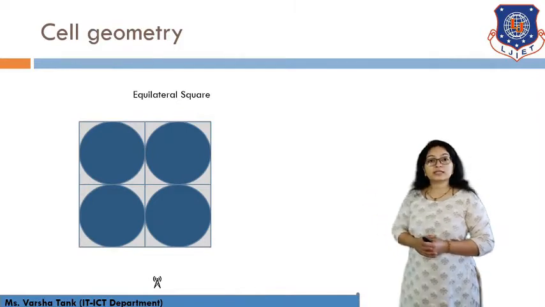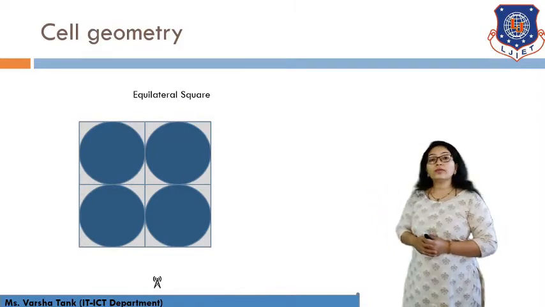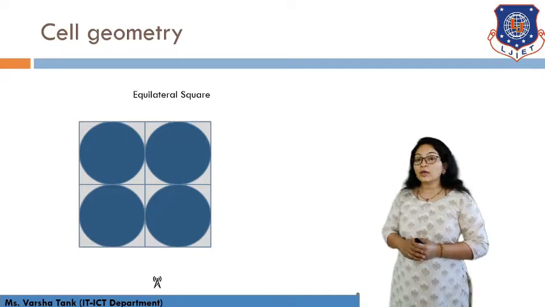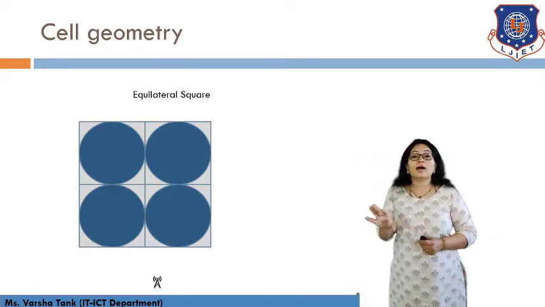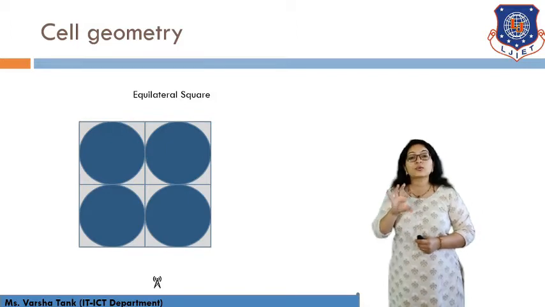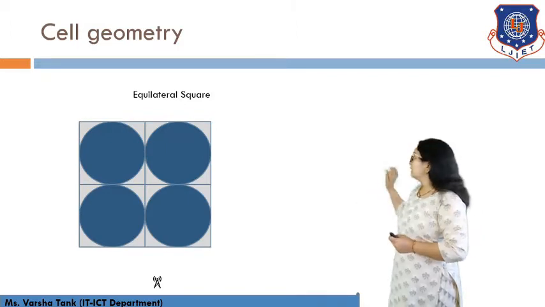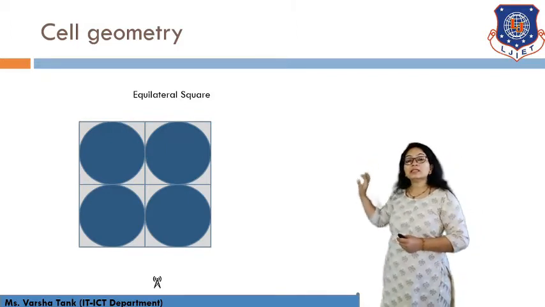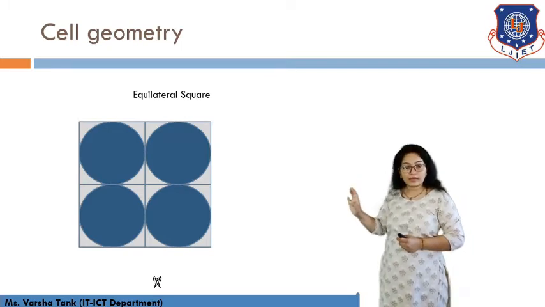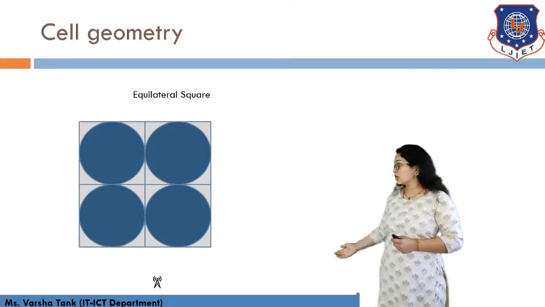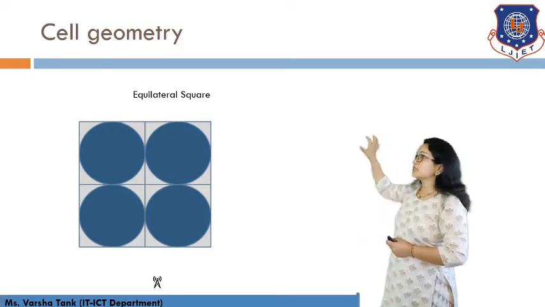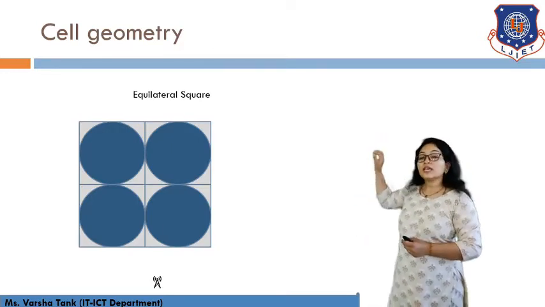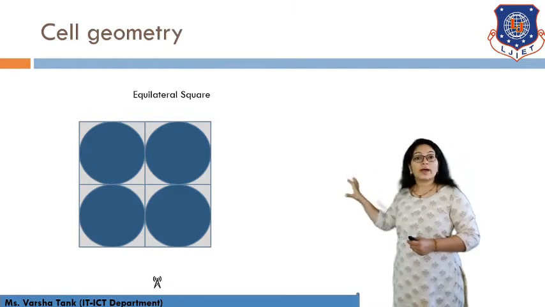So here, first cell geometry, that is equilateral square. Here you can see if you divide the area in a square shape, the radiation pattern will be like this in each and every square area. Here at the bottom side I have defined one base station. Assume that the base station is in the middle of each and every square cell.